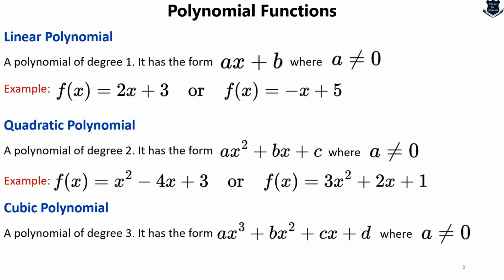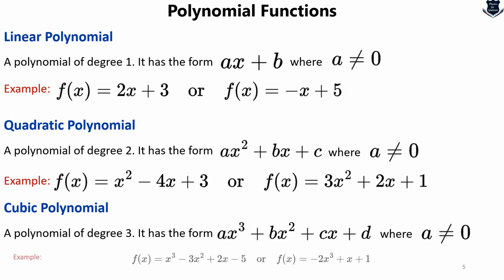Next comes what is called a cubic polynomial. So starting from linear, which has degree 1, then quadratic, which has 2, and the cubic, which has 3, it takes this form: ax cubed plus bx squared plus cx plus d.